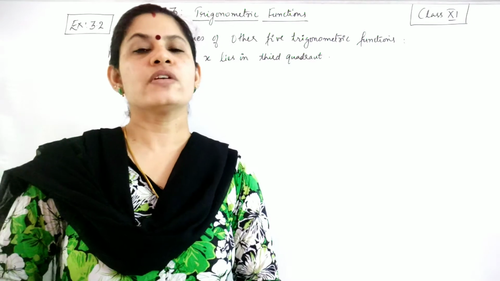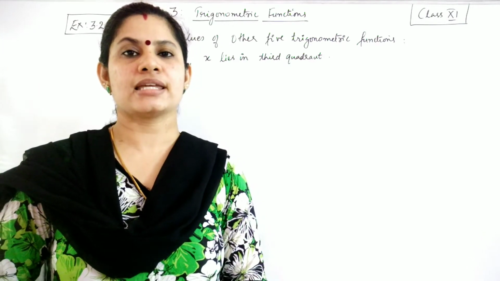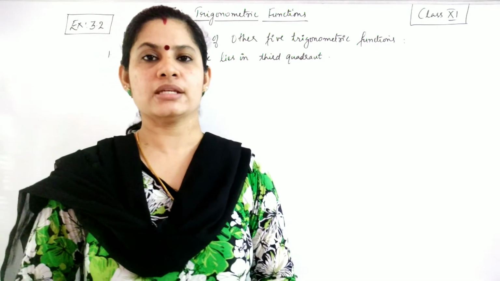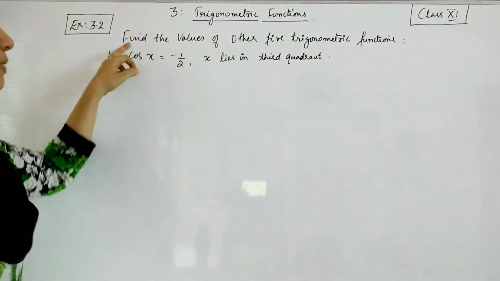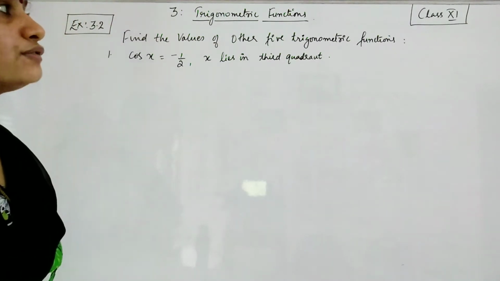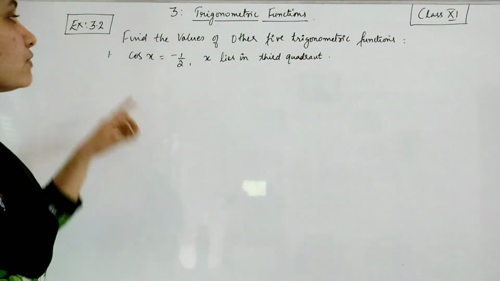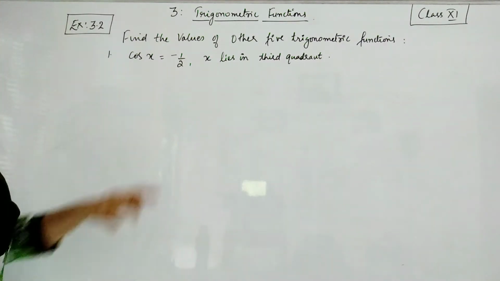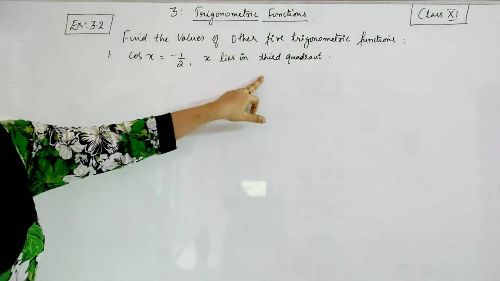Everyone. Today we will be discussing exercise 3.2 of trigonometric functions. Okay, so let's start. First question. The question which is asked is: find the values of the other 5 trigonometric functions, in which the first question is cos x is equal to minus 1 by 2, where x lies in the third quadrant.